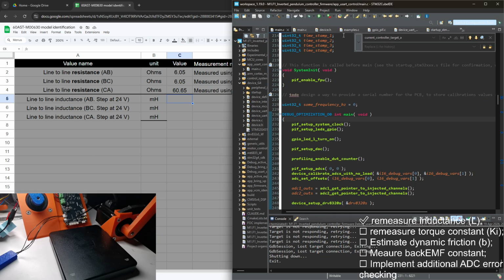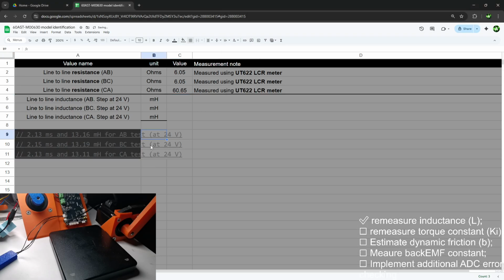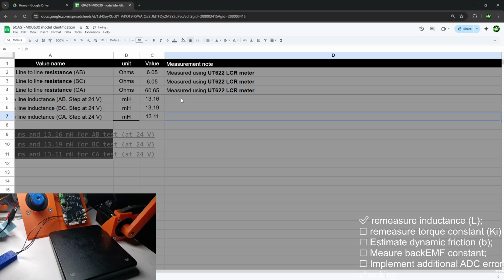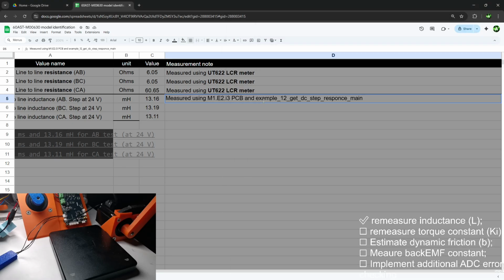And let's open up our notes in the code, because we were noting the values in the test itself, which is here. Okay, so one value is 1316, 1319, and 1311. Measured using M1, E2, I3, PCB, and the test example test function.